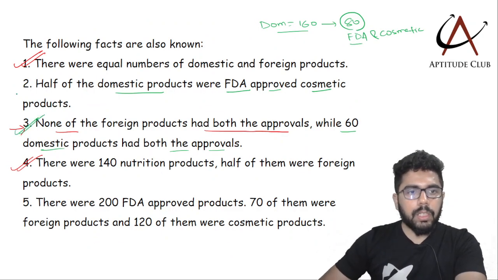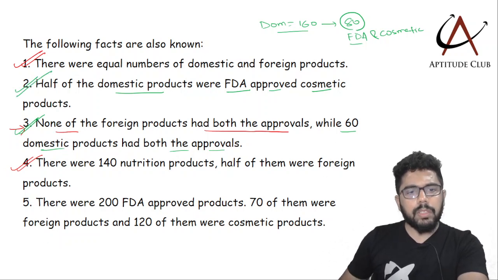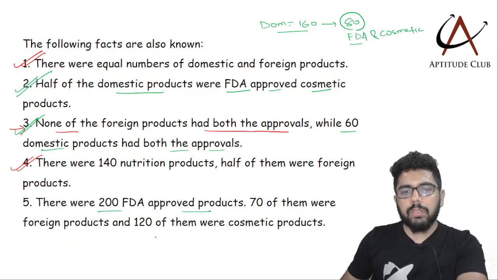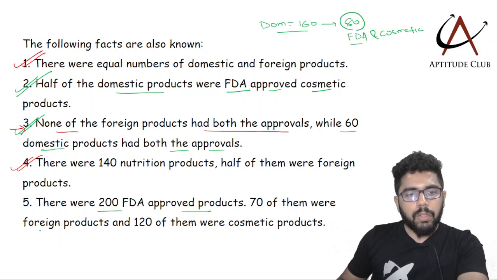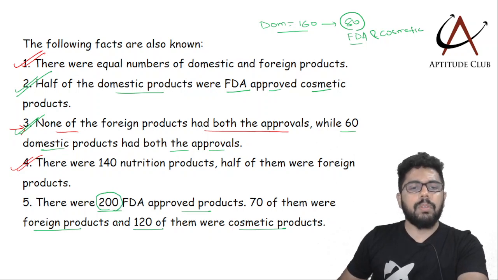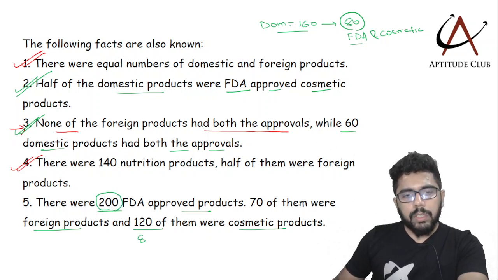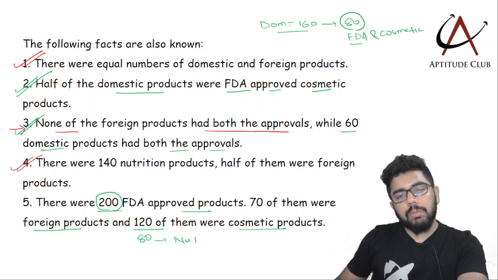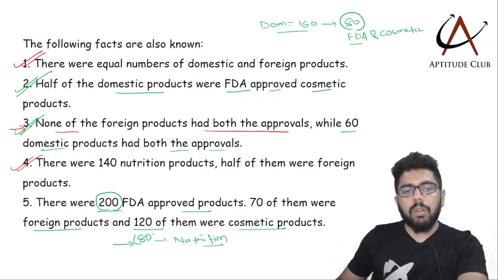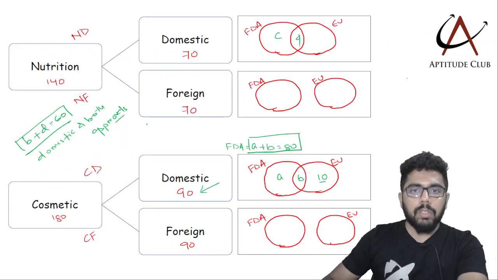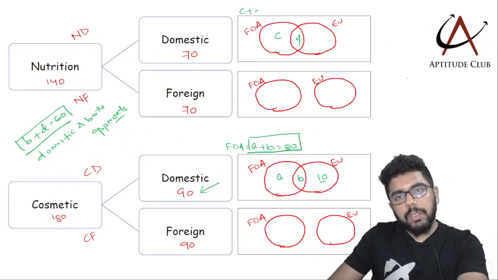So this part is done and this part is done. Final information. There were 200 FDA approved products. 70 of them were foreign products. 120 of them were cosmetic products. So out of 200 FDA approved, if 120 are cosmetic, the remaining 80 must be nutrition products. So that means 80 nutrition products are FDA approved. So that means I can write C plus D is equal to 80.